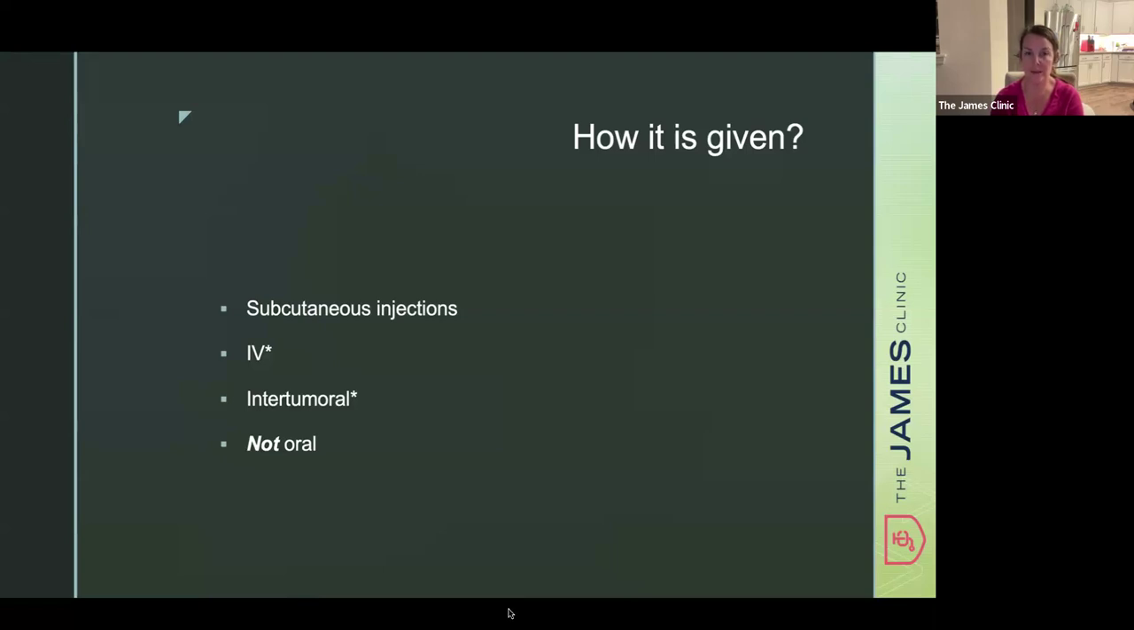We are going to be giving it as subcutaneous injections. That is the bulk of what we're talking about tonight. There are going to be instances where we can do it IV and we can do it intratumorally. We're not getting to those right now. We're going to start and we're referring to the subcutaneous injections. So it comes in a package with 8 ampules. It's given every other day or Monday, Wednesday, Friday, 3 days a week. And you can do this at home.